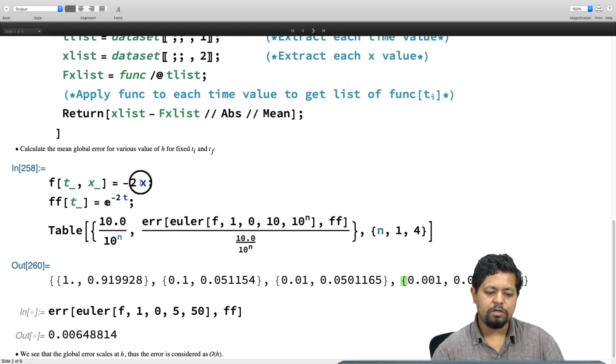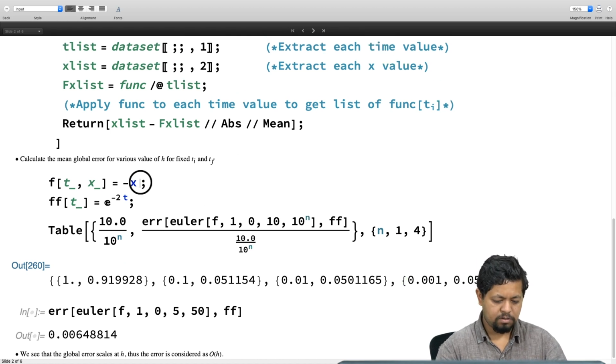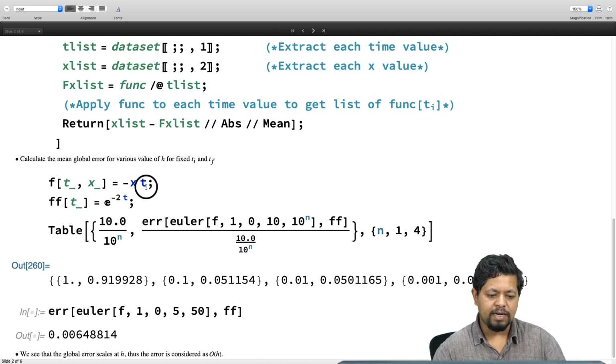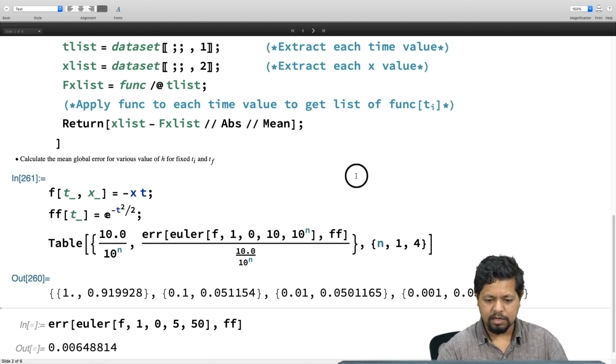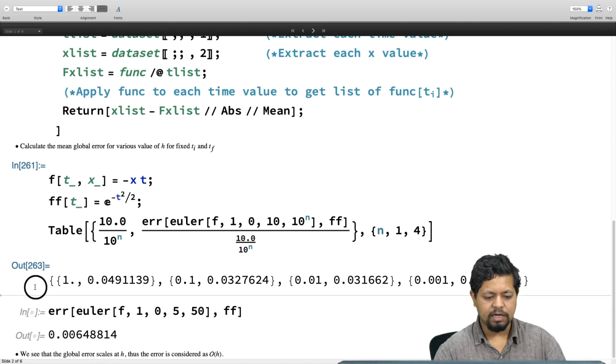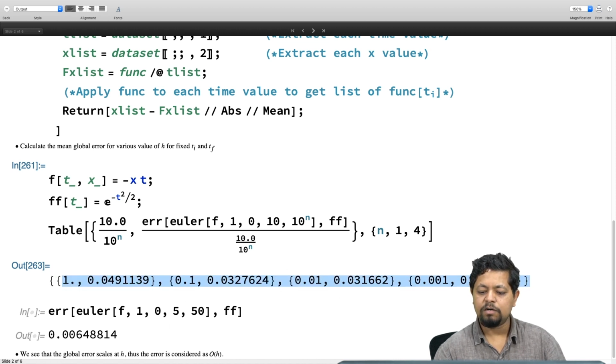We can go ahead and try out something else. Let's try out x dot equal to minus xt. The solution of that is a Gaussian, so the solution is e to the power minus t square over 2. You can go ahead and check that out, and we are going to execute this again, and we see that again, pretty much for all values of h that we have taken over here, mean absolute error divided by h is a constant. Therefore, the error is of the order of h, or the global error scales like h.